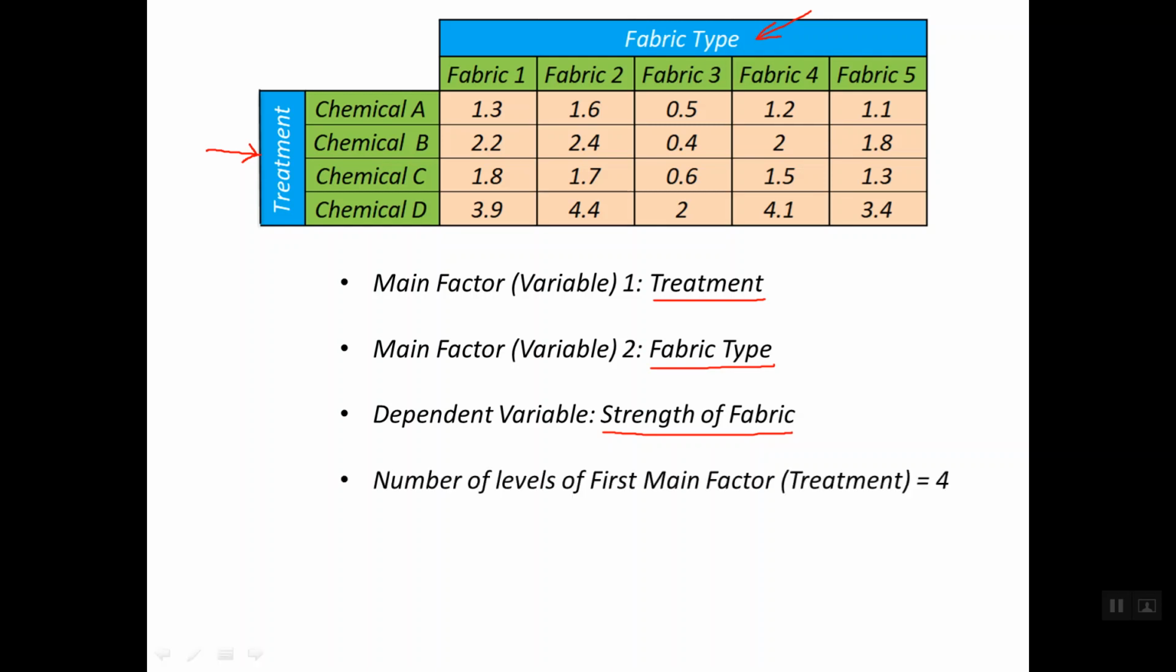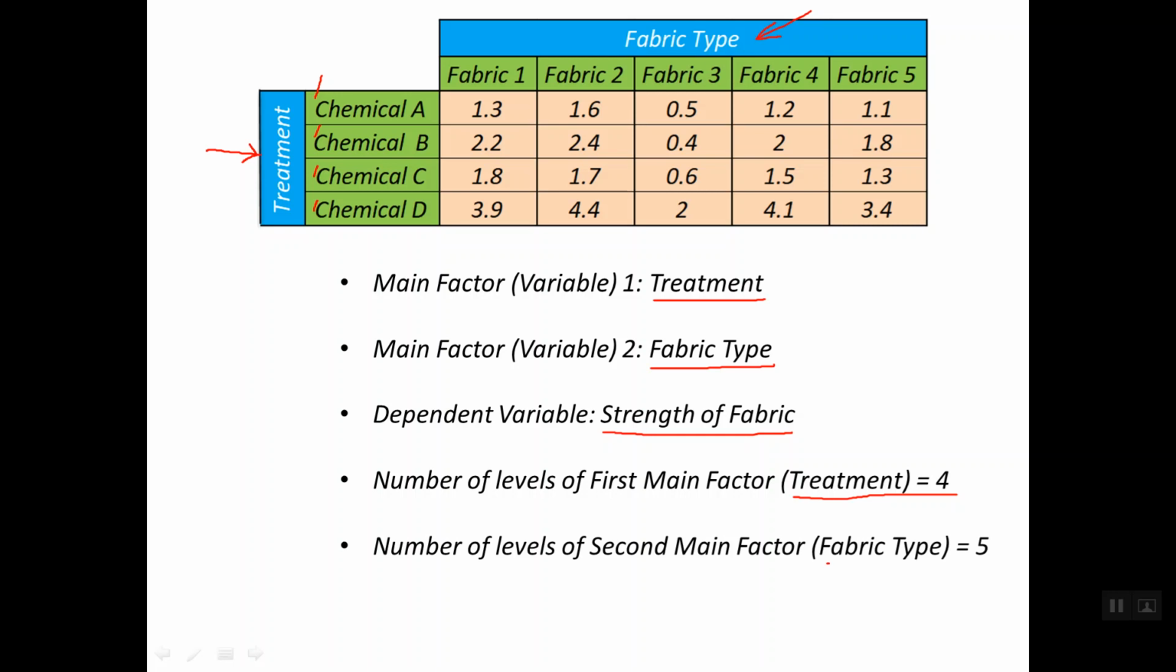The number of levels of the first main factor, which is the treatment: we have 4 levels starting with chemical A and chemical B, chemical C, and chemical D. So the number of levels for this factor is simply 4. Regarding the second factor, the number of levels for the fabric type, as we have 5 types of fabric, so we have 5 levels, which are fabric 1 and fabric 2, fabric 3, fabric 4, and fabric 5.